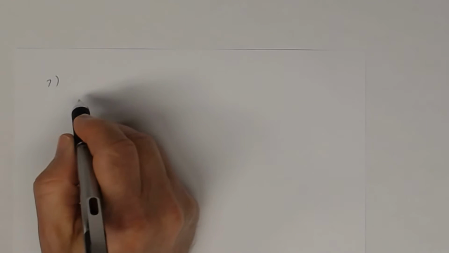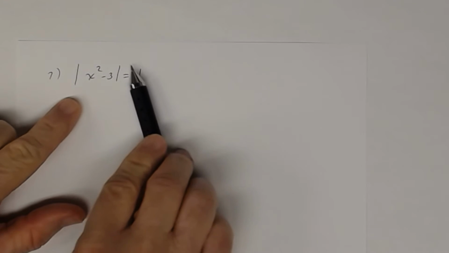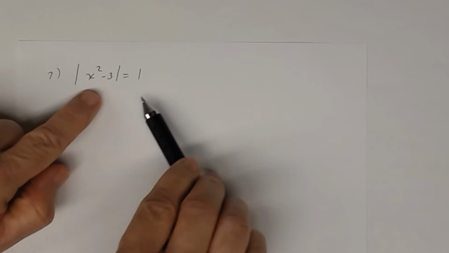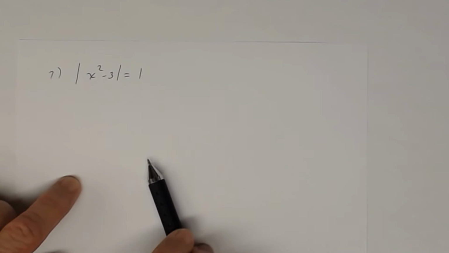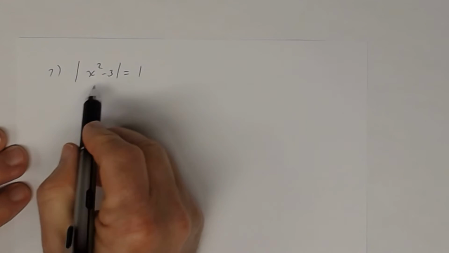So let's look at a couple with quadratic. So let's look at number 7. Suppose we had the absolute value of x squared minus 3 is equal to 1. First of all, notice the absolute value expression is already by itself, and this number is positive. So if I do all this work correct, then I should be good with the solutions. I do not have to check them. All right, so let's go ahead and do the process.